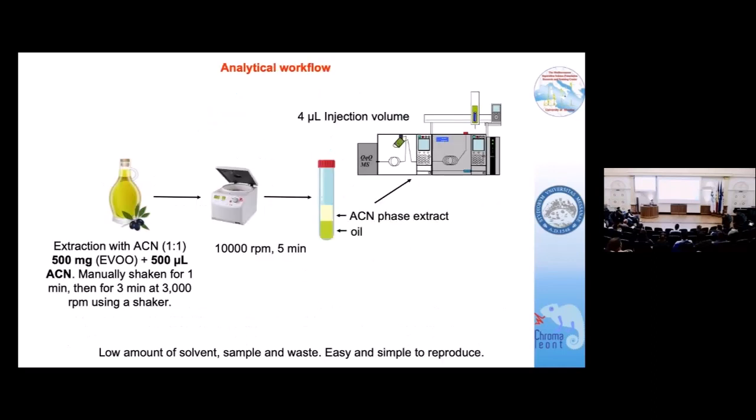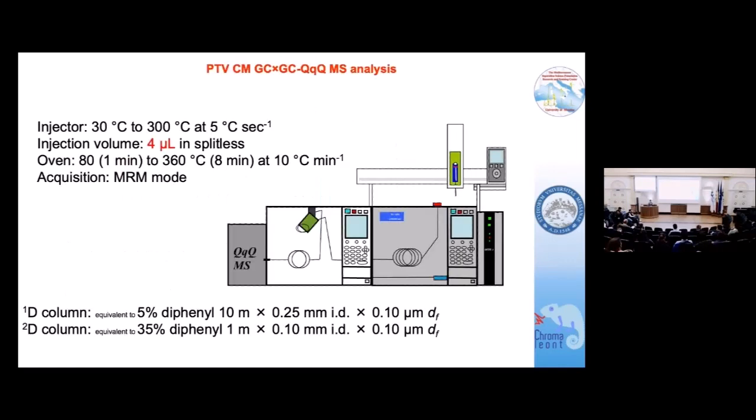Unfortunately, using the direct injection, we were not able to reach the 5 ppb level, so we did a very small extraction using only 500 microliters of acetonitrile and 500 milligrams of sample, and then we injected 4 microliters of the upper phase. The configuration is the same that we employed before, so nothing new, only the injection volume. It was a little bit higher, 4 microliters instead of 2.